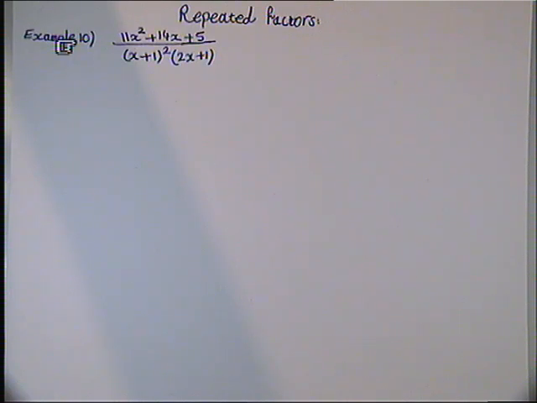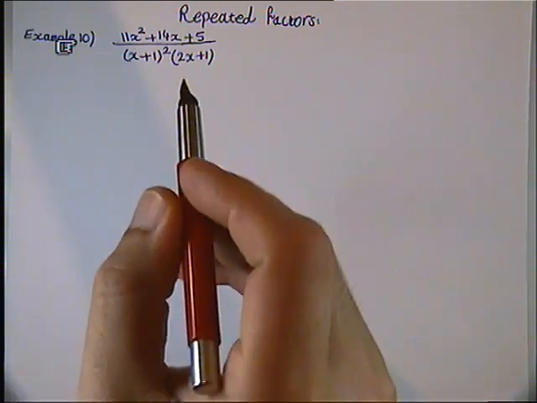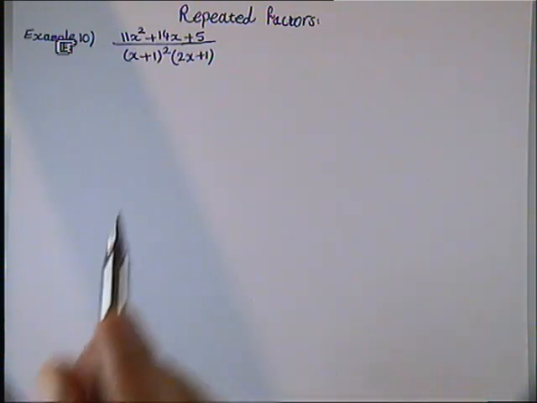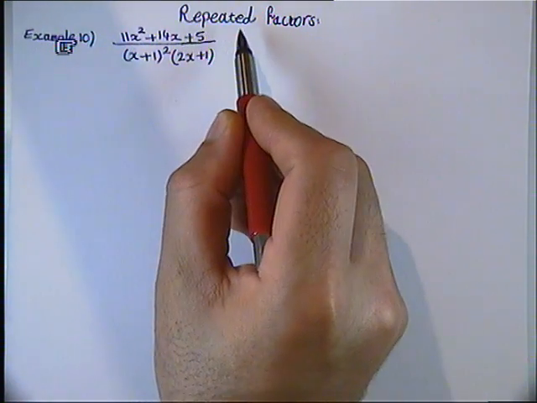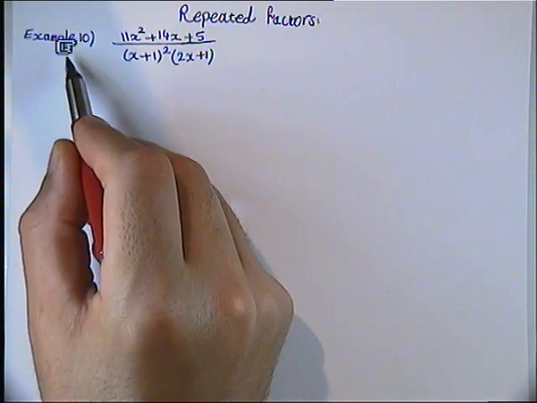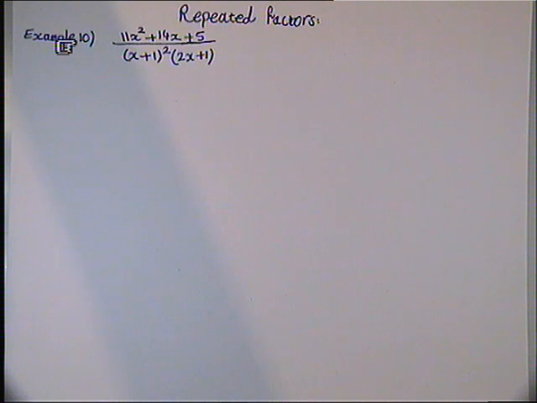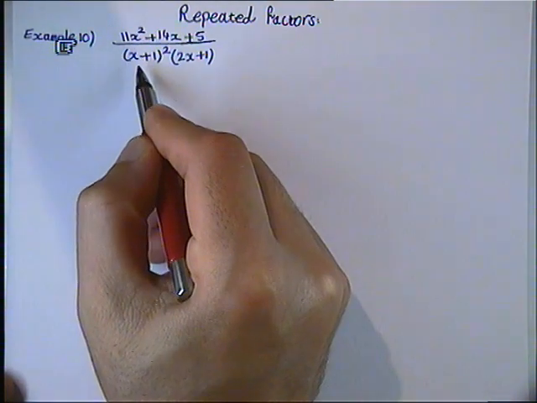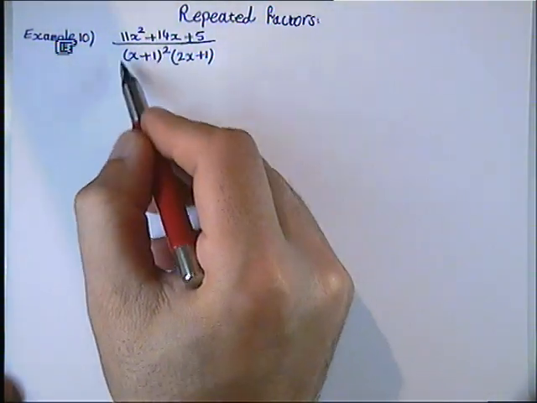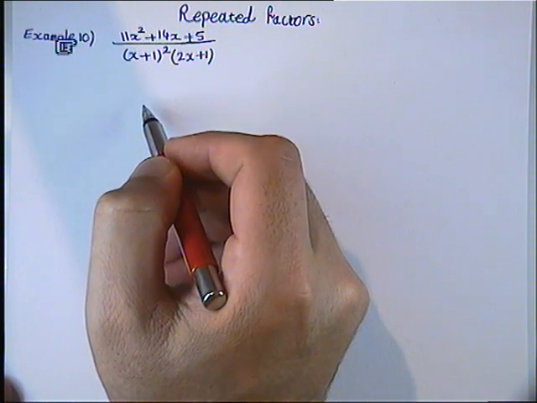Okay, in this video, I will go through section 1.4 of chapter 1, partial fraction, but with a specific type of partial fraction, which is with repeated root. Example 10 from the textbook: 11x squared plus 14x plus 5 over (x plus 1) squared times (2x plus 1). Okay, so we've got (x plus 1) squared, which means x plus 1 is the repeated root.